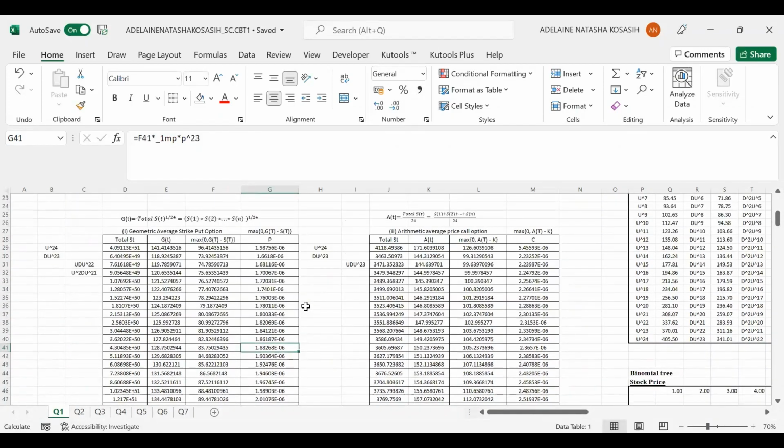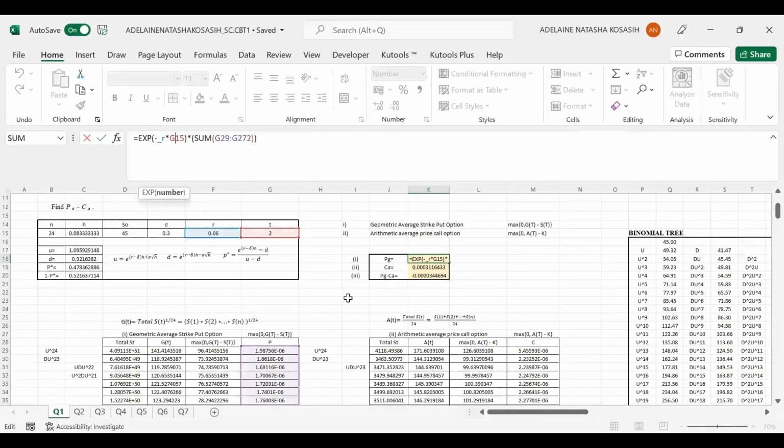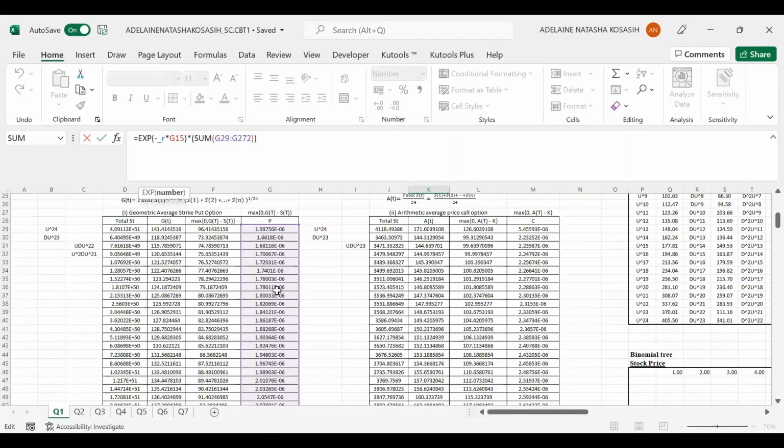This is for the geometric, and then from this equation we actually can get the price, which has the formula of e to the minus RT, where R is 0.06 and T is 2, times the sum of the P that we have calculated before.